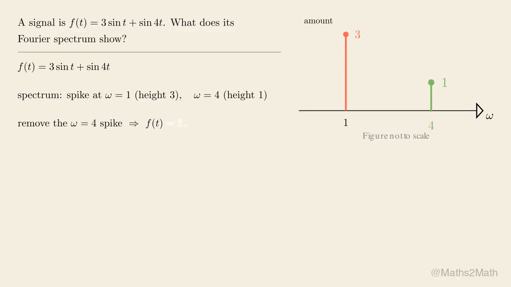Now use the parked superpower. Call the fast wiggle noise, delete its spike in the recipe, rebuild the signal, and only the smooth 3 sine t remains. That one edit is exactly how real noise filters work.